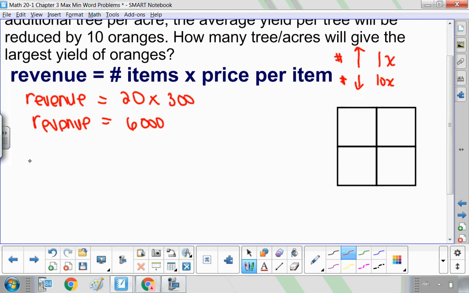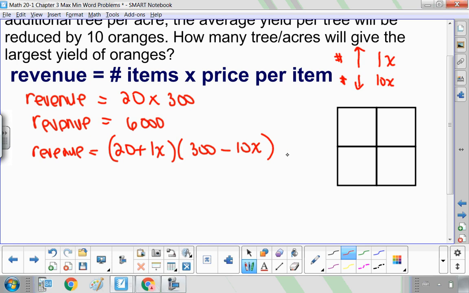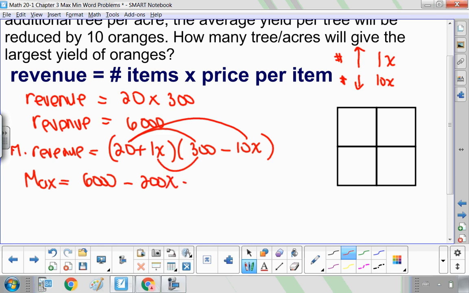So our revenue is going to be the 20 trees per acre, but I'm increasing them by multiples of 1 tree, times 300 oranges per tree, but I'm losing multiples of 10 per tree. So this is my new maximum revenue. So my maximum is going to be 20 times 300, 20 times negative 10x, x times 300, and x times negative 10x.